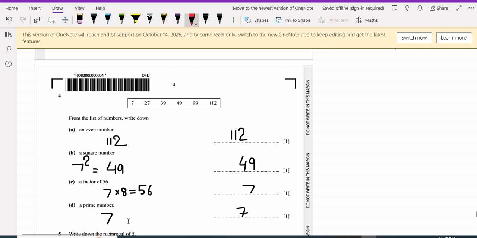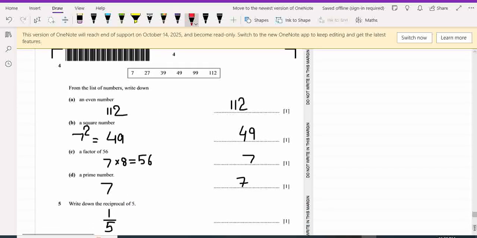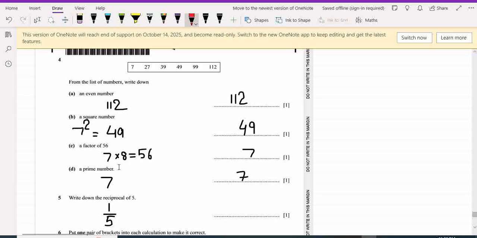So 7 is again a prime number. 7 is the only prime number in this list, because 27 is divisible by 3 and 9, 39 by 3 and 13, 49 by 7, 99 by 3, 9 and 11, and 112 by 7 and 16. So the only prime number is 7, which is divisible by only 1 and 7. The number which has two factors is prime, so the prime number from this list is 7. So 7 is the answer.